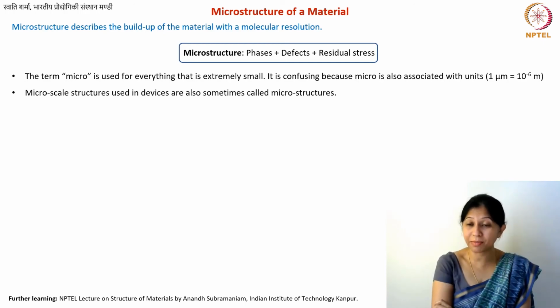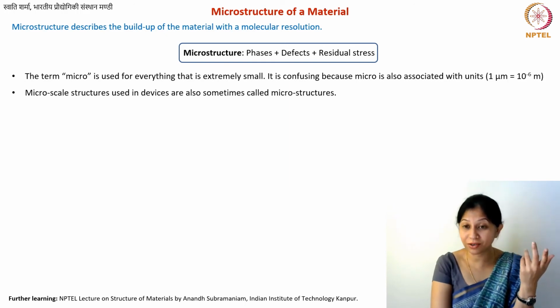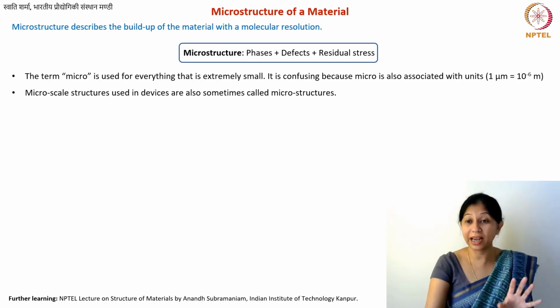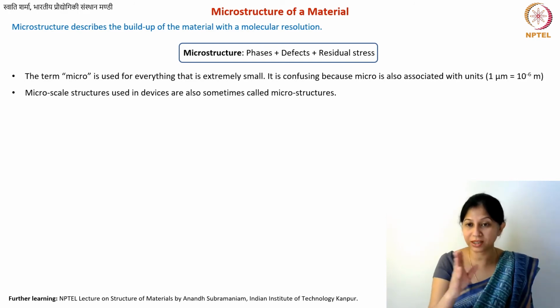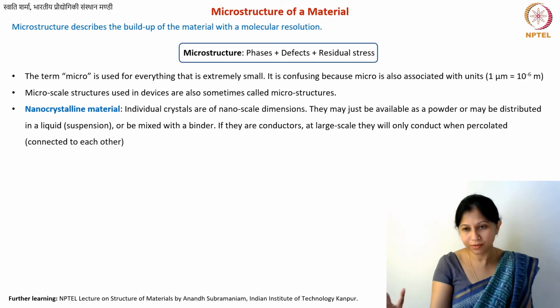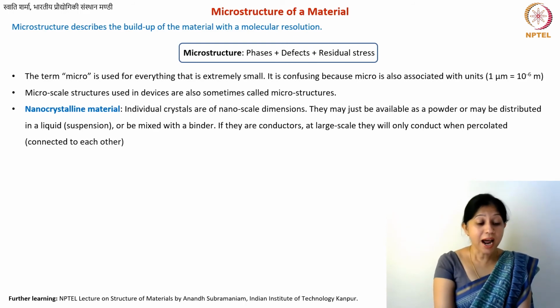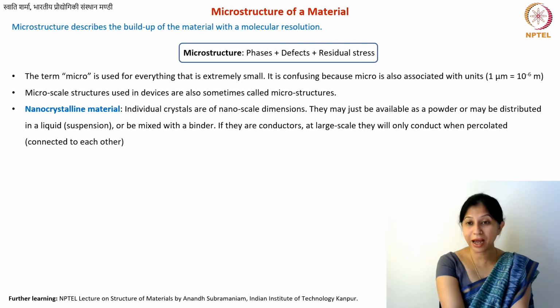For a material scientist, microstructure is the phases, defects, and residual stress. But for a microsystems engineer or somebody who makes microscale devices, it can also mean microscale structure. So in this particular course, to avoid any confusion, when I talk about microscale structures, I'm going to put a hyphen, micro-structures. Then we are talking about a device, and when I write the single term microstructure, then we are talking about, well, microstructure.